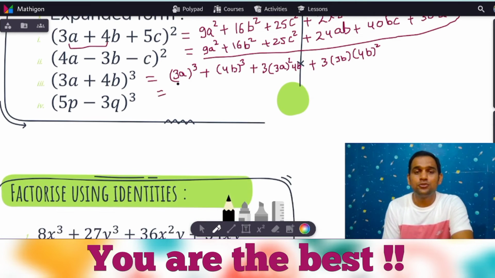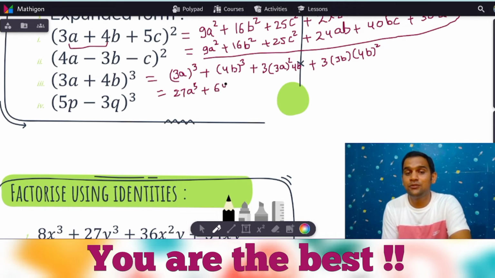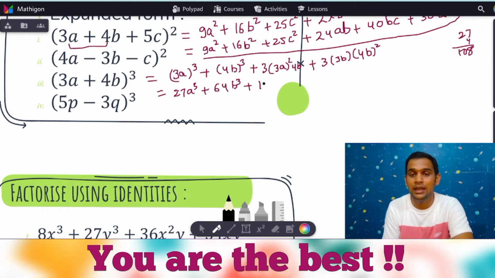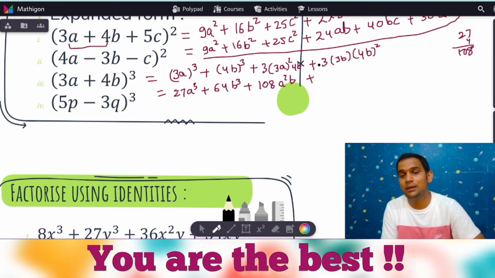So that equals 3a to the whole cube becomes 3 cubed is 27a cubed, 4 cubed is 64b cubed, plus 3 square is 9. 9 times 3 is 27 and 27 times 4. 27 times 4 we will quickly do. 7 4s are 28, carry over 2. 4 2s are 8 plus 2, 108. Then we have a squared b. Yes. Plus 3 times 3 is 9 and this becomes 4.